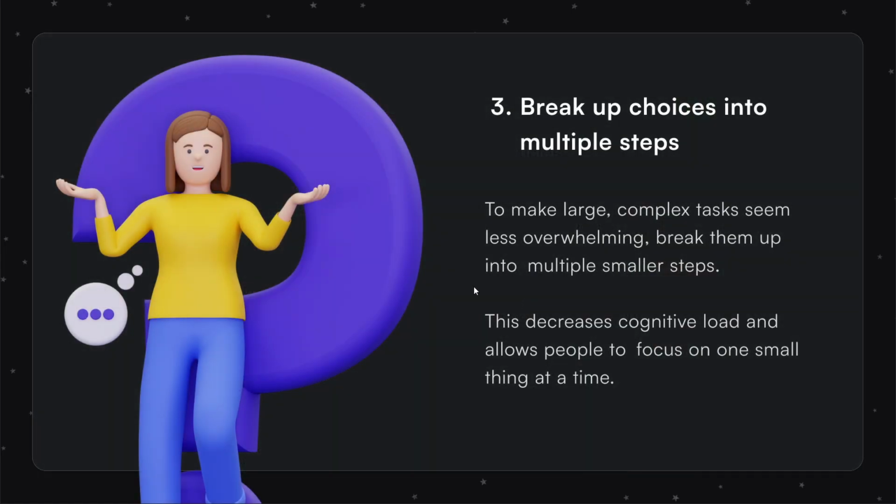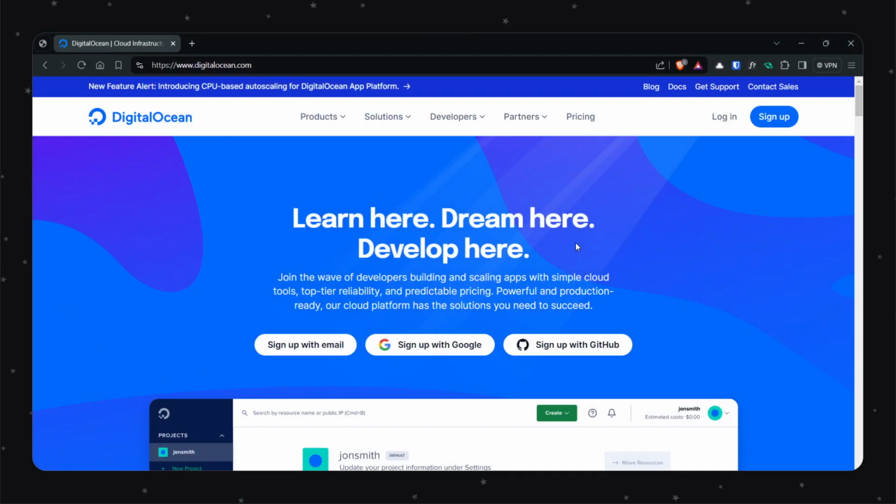So, third is break up choices into multiple steps. This is for example, in a website na so many pages, 'di ba? You can think of that website. What do you think they do? They break up choices into multiple steps. For example, in DigitalOcean, they have so many pages, over 100 pages. Now, how does DigitalOcean arrange those pages in navigation? They categorize it. So they have products, which mentions every product they have, right?